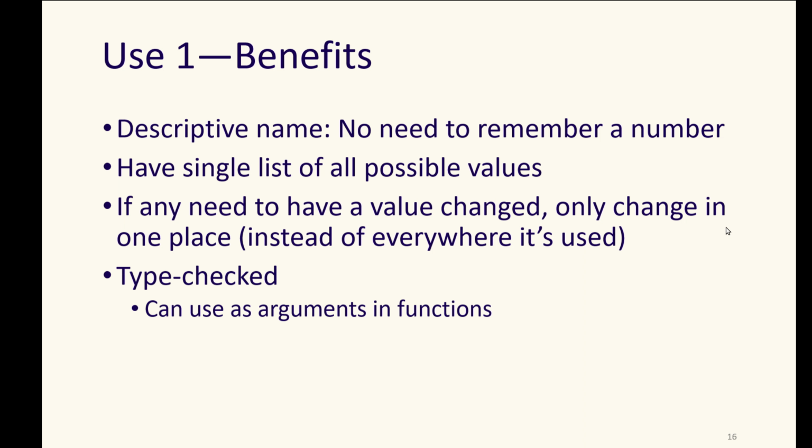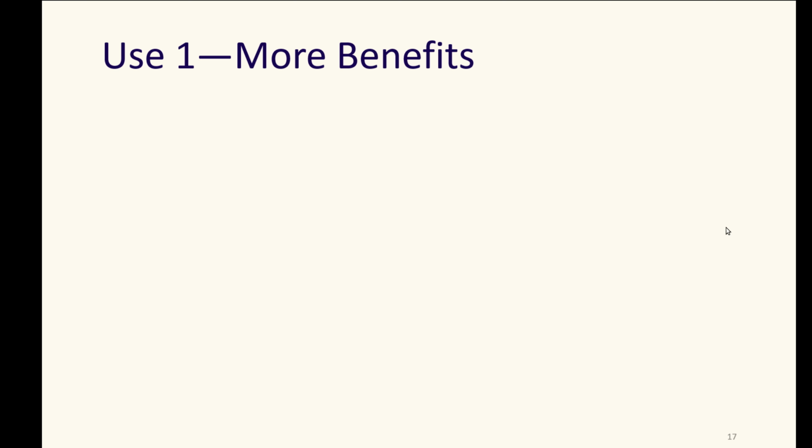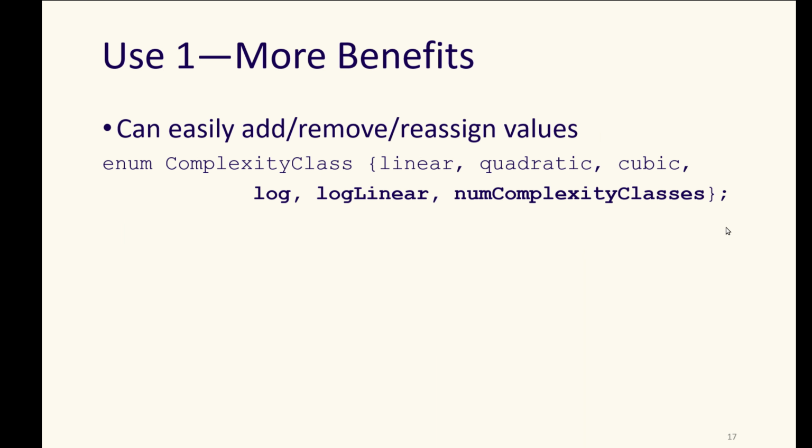It is also type checked, meaning that we can use enums as arguments in functions. We could say this takes a color, and that would refer to the color enum, and then the compiler will complain if someone uses a value that's not valid. In the case of our color enum, if they used 8 for it, that would not be a valid value for a color, and so it would error at compile time. We can easily add, remove, or reassign those values, as I mentioned, adding more complexity classes, removing one, things like that.